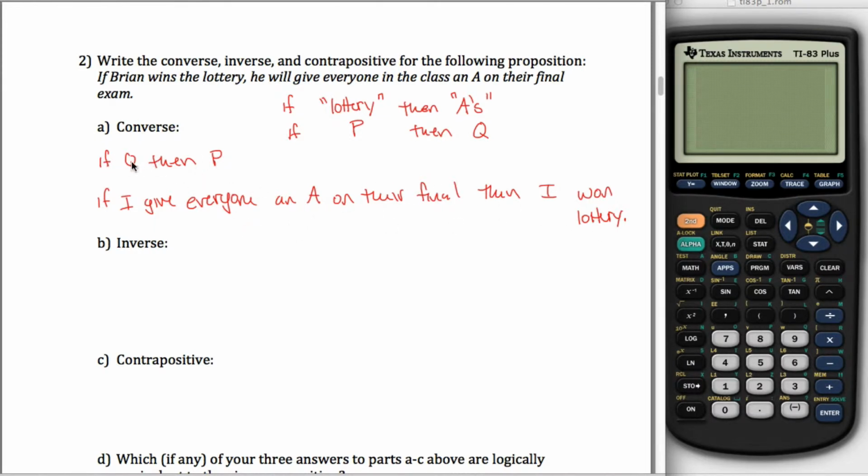In fact, I think some people wrote if Q then P and then got this wrong, and I gave them, I don't know, if they're 5 points each, you got 4 out of 5. You knew what you were doing, you just kind of translated a little bit wrong. But this was the answer I was looking for.